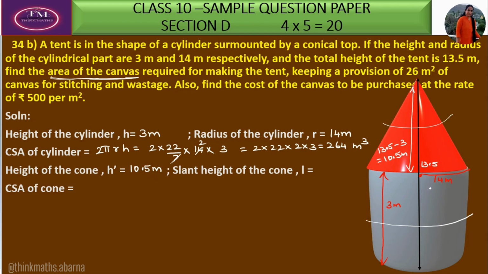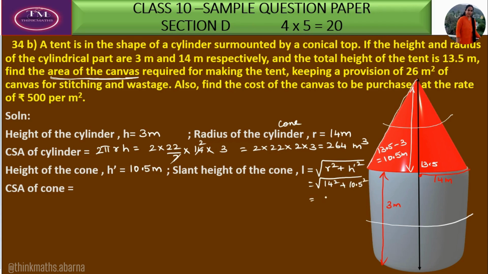And radius is same for both. So radius of the cylinder and radius of the cone are same. So it is 14 meter. Now we have to find out the slant height. This is the slant height. Slant height is nothing but the square root of r square plus h dash square, which is equal to the square root of r is 14 square and h is 10.5 whole square.